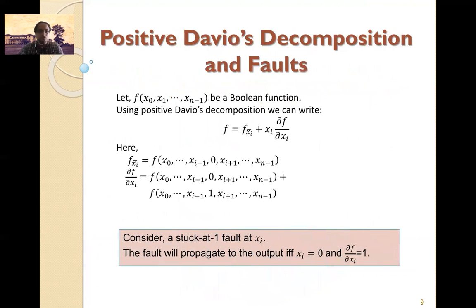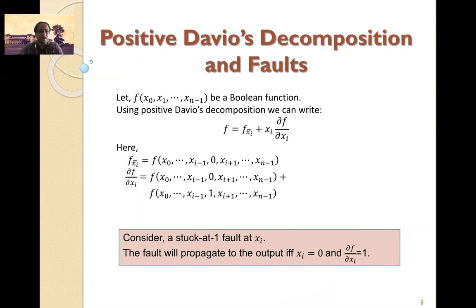So the technique that we use in our attack is what is called positive Davio's decomposition, very popular in the domain of formal verification. So let us consider a Boolean function f, which operates on n Boolean inputs, say x0 to xn minus 1. The positive Davio's decomposition on the variable xi is basically decomposing function f into two parts. One is called f xi bar, which means the part which doesn't depend upon the variable xi, and on the other hand, the part which depends upon the variable xi can be written as a conjunction of xi along with del f of del xi.